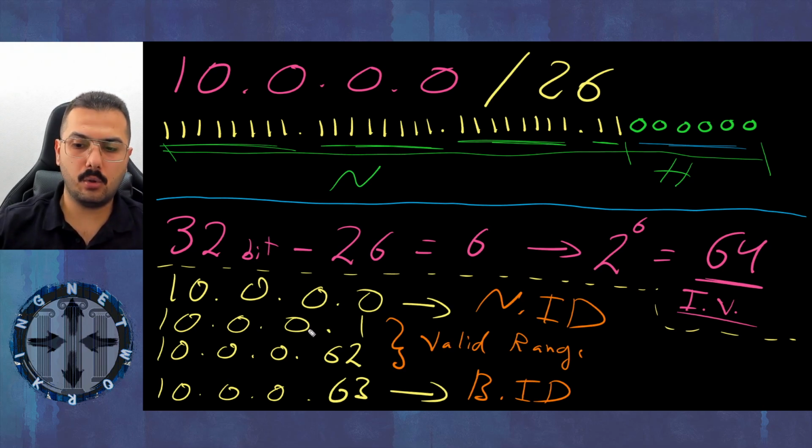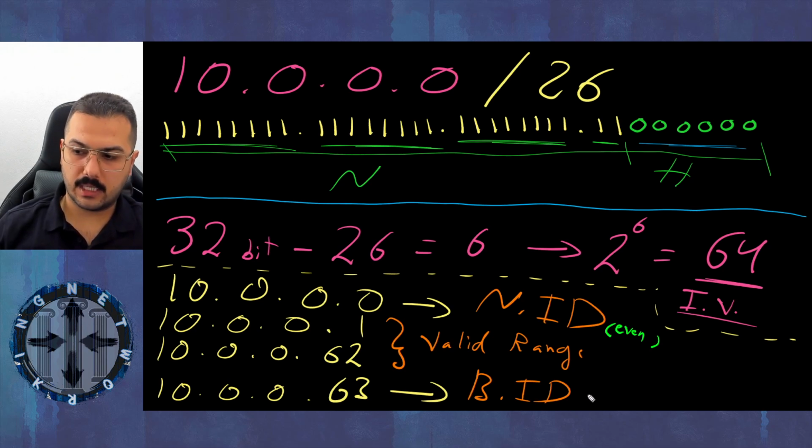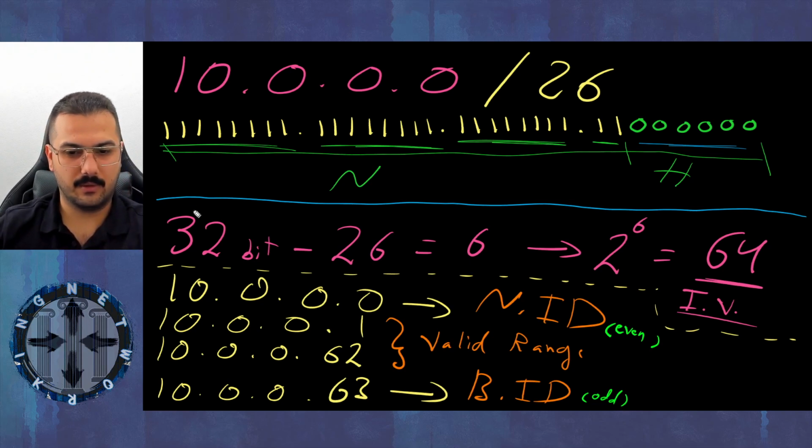And there is a golden note before I end this video: the network ID is always, always, always an even number, and the broadcast ID is always, always, and always an odd number. Yes, 0 is an even number, all right?